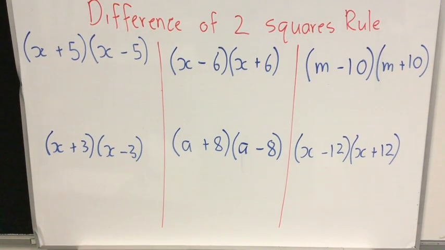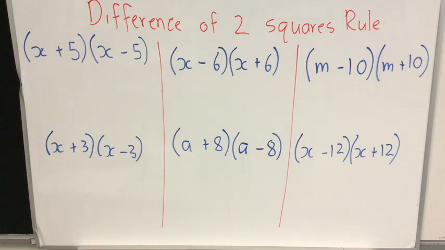If you look very carefully, you will notice that these questions all have something in common. Have a very careful look. You'll see that the numbers and the letters in each bracket are the same. One bracket always has a plus, one bracket always has a minus. That's when we can use this shortcut or this rule.